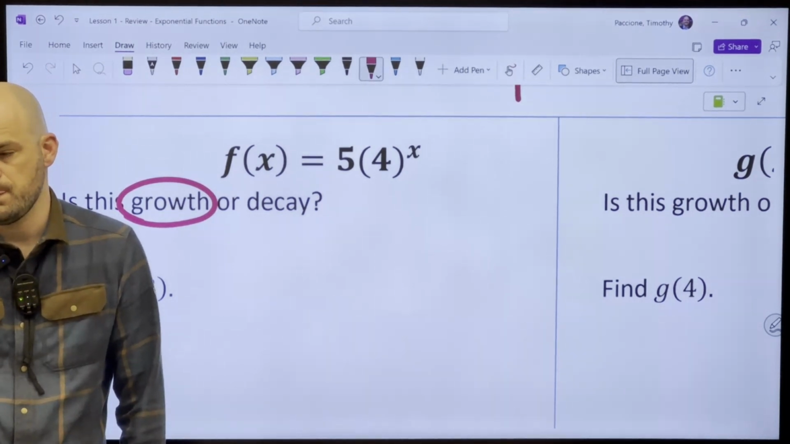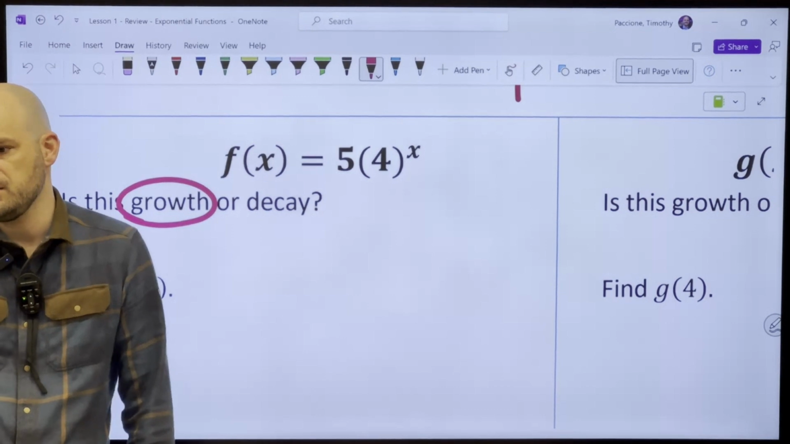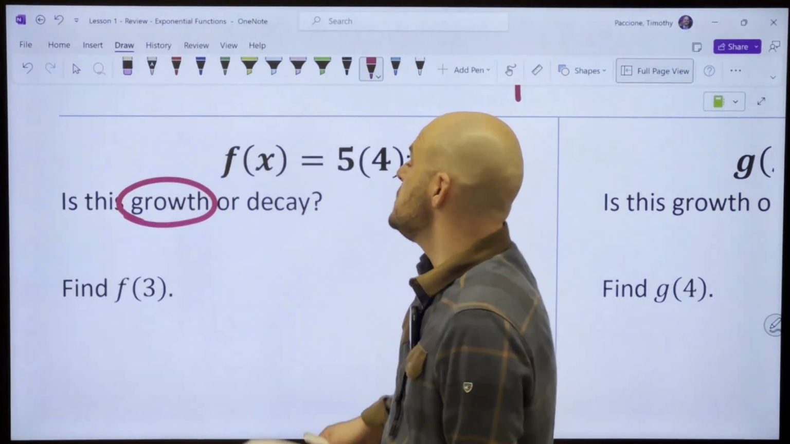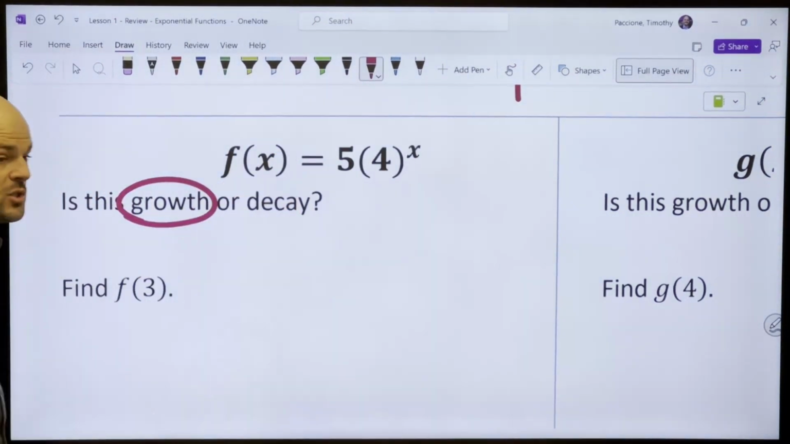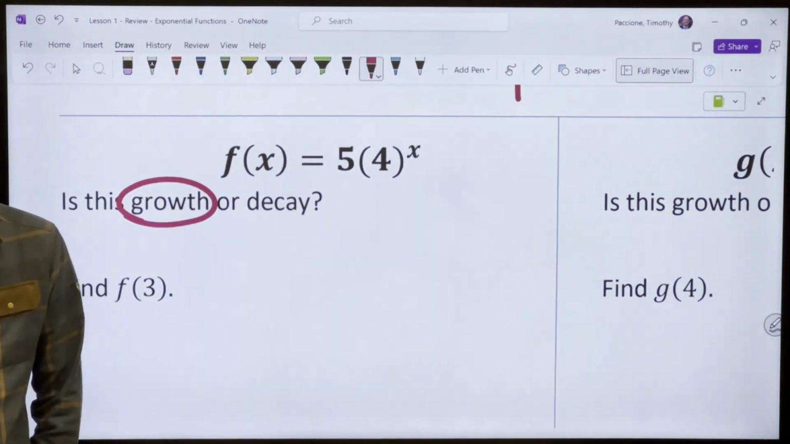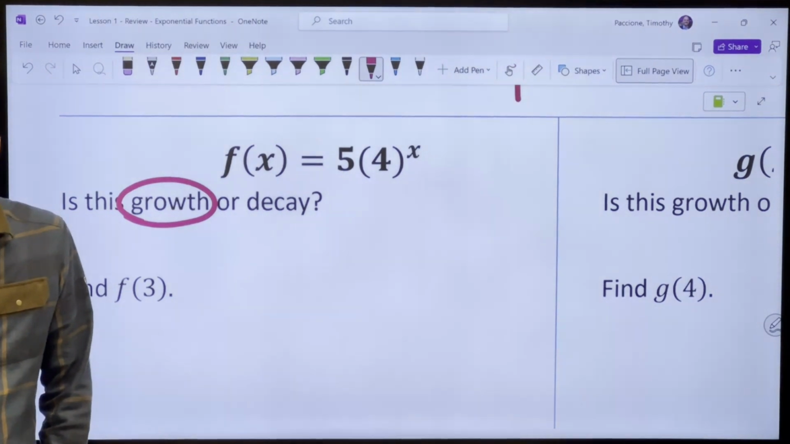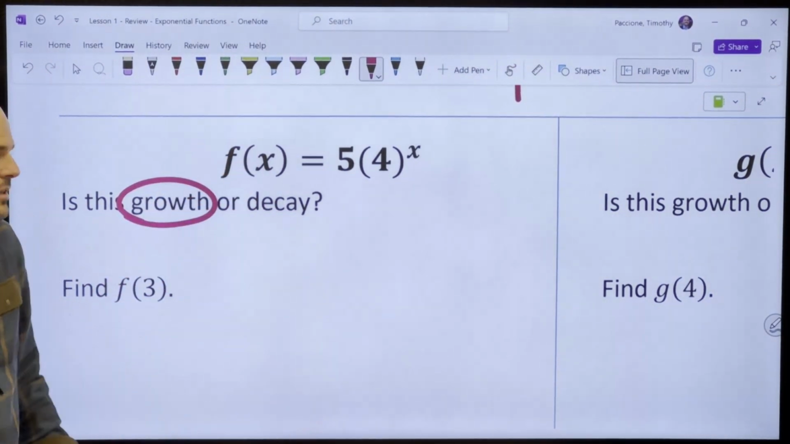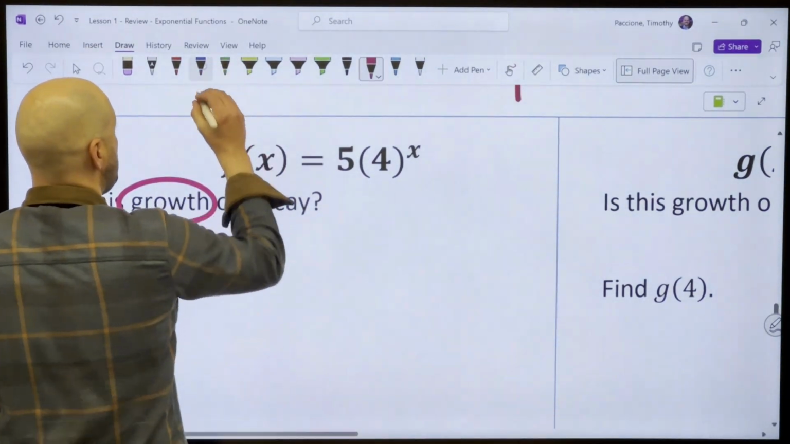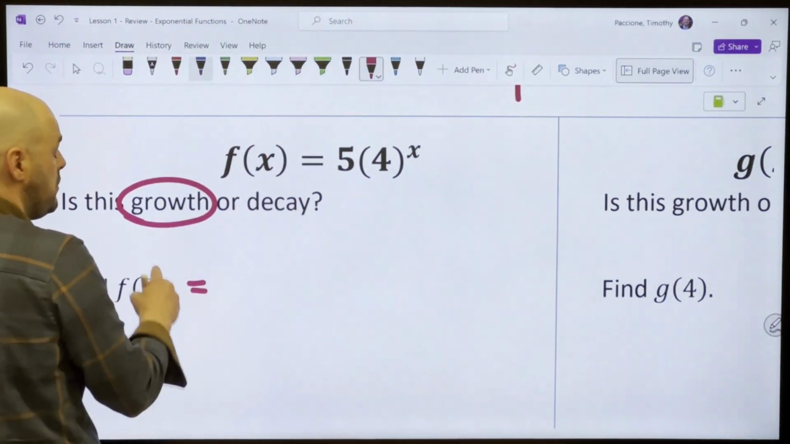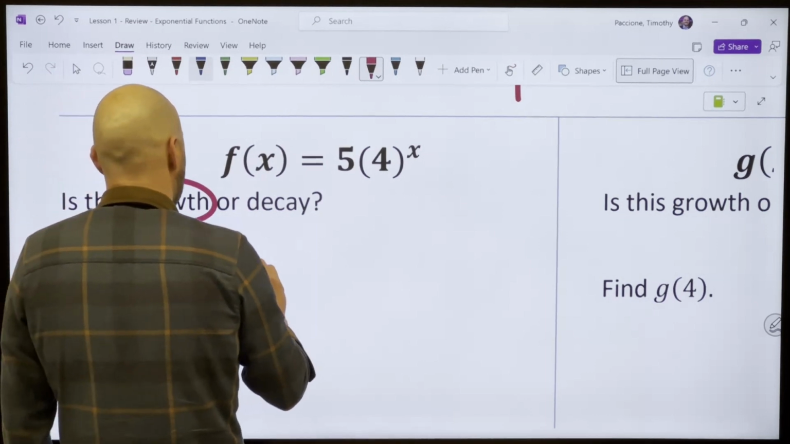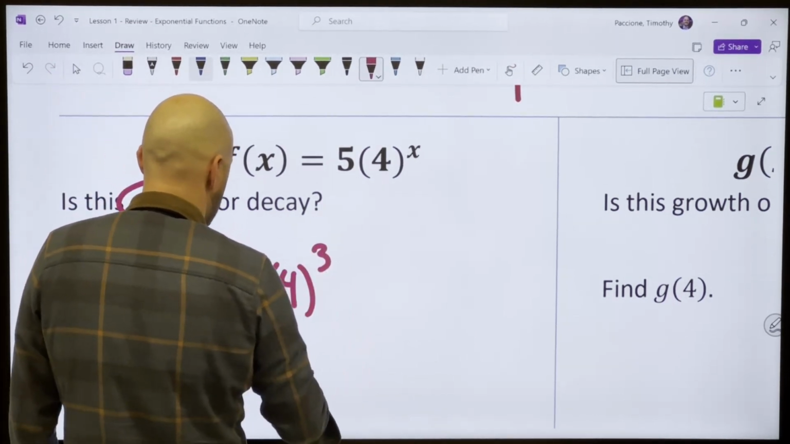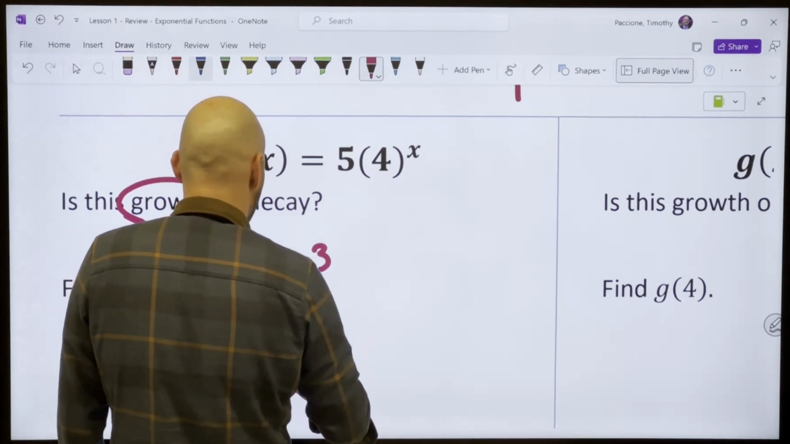Question: it would still be a fraction, it could just be larger. That's a good point. Yeah, 3 halves would make you go up. So 5 times 4 is 20. Does that go up? Yeah, so it's growth. So you can always just test it, right? If you forget the rules, just think about it. Now, f of 3, remember, just asks you to plug in your x. So this is 5 times 4 to the third, which is 320.